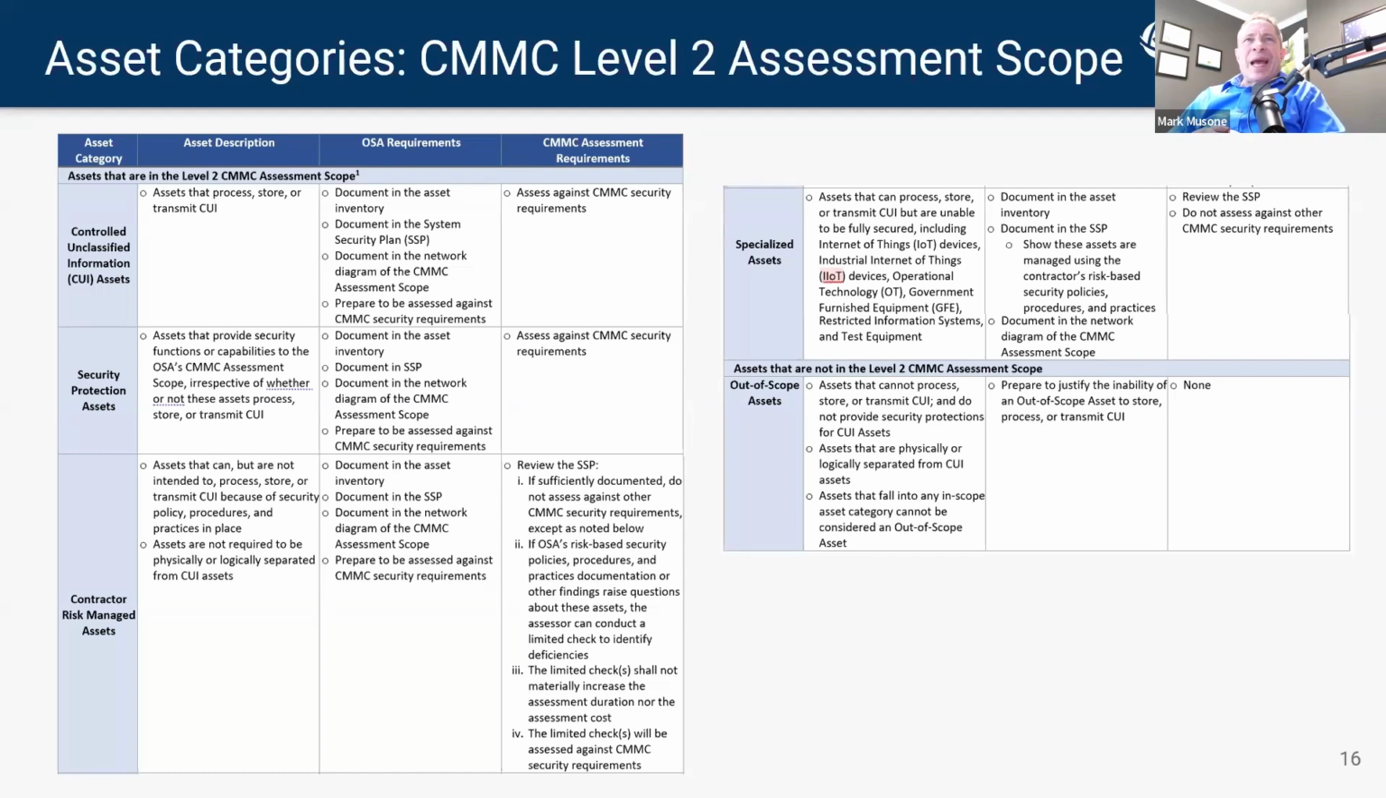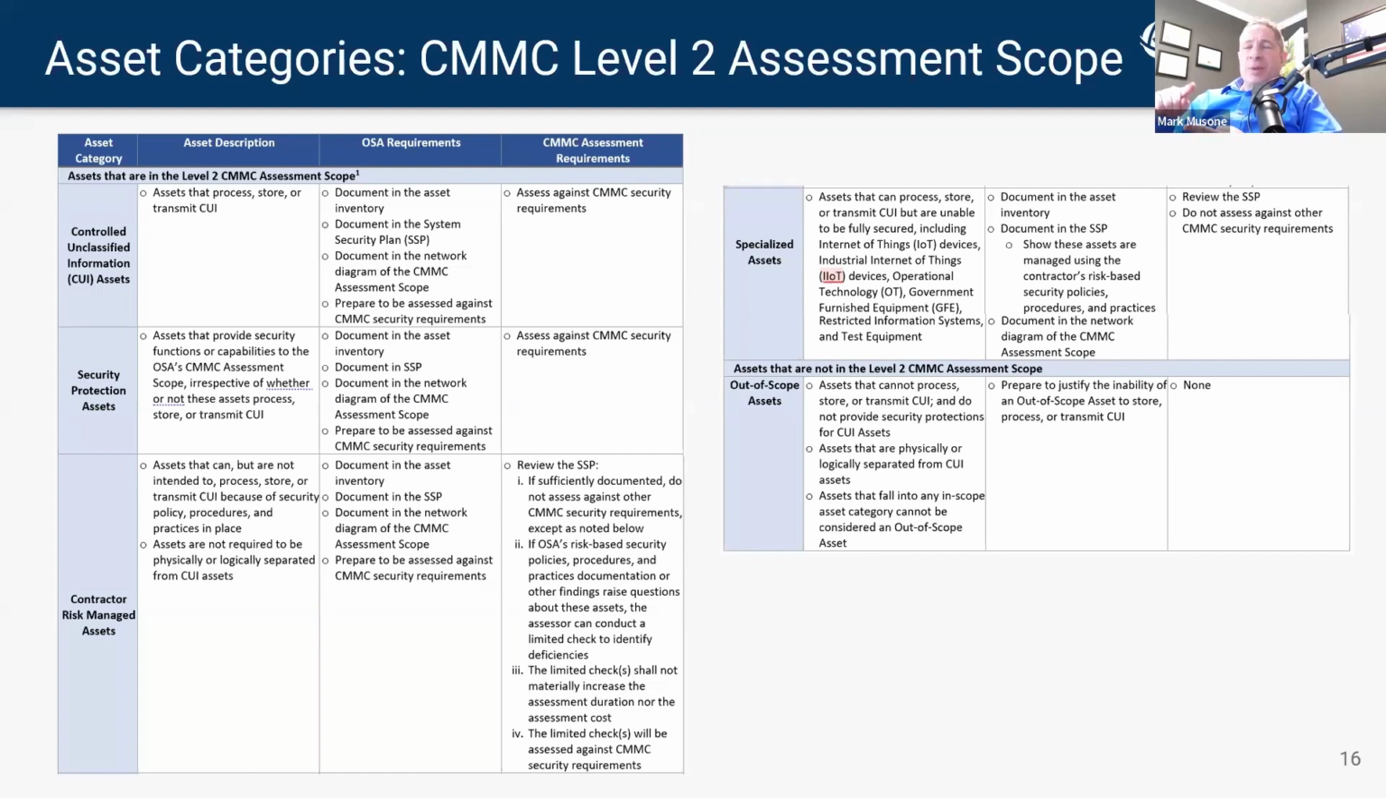So the first thing is a CUI asset, a controlled unclassified information asset. A CUI asset is any asset that processes, stores, or transmits CUI. So again, this is all about the data. If you have an asset that is handling CUI, that would be considered a CUI asset. Now, what are the requirements for a CUI asset? Number one, it needs to be documented in the asset inventory. So we can't be sweeping that asset under the carpet. It needs to be documented in the system security plan, or the SSP. The SSP is a required document when it comes to CMMC.